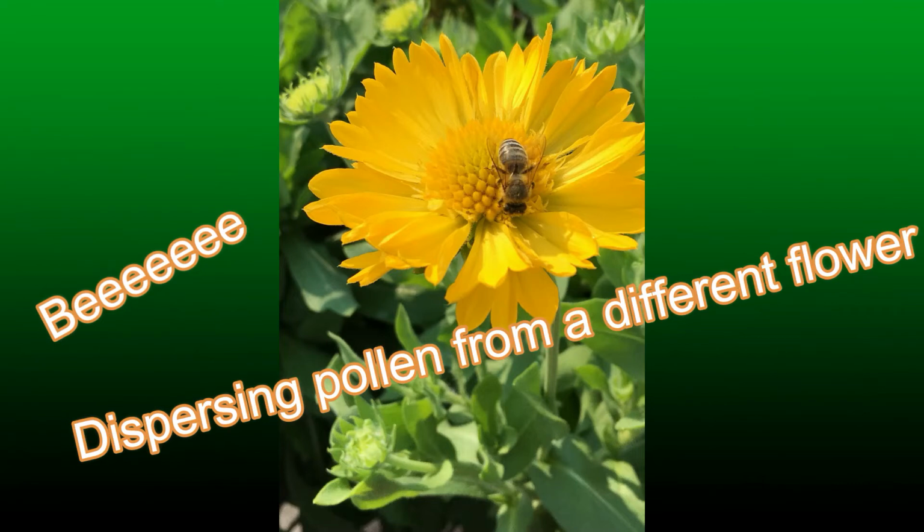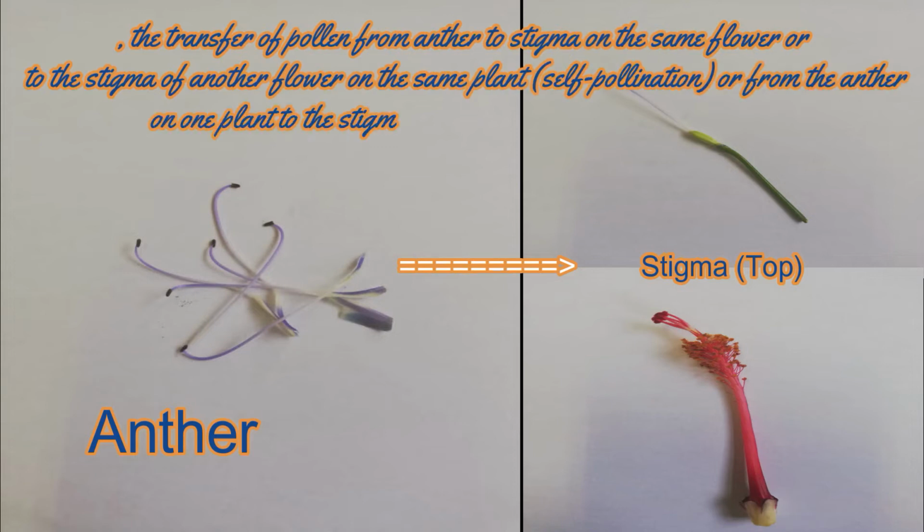How flowering plants reproduce. Reproduction in flowering plants begins with pollination, the transfer of pollen from anther to stigma on the same flower, or to the stigma of another flower on the same plant, or from the anther on one plant to the stigma of another plant.